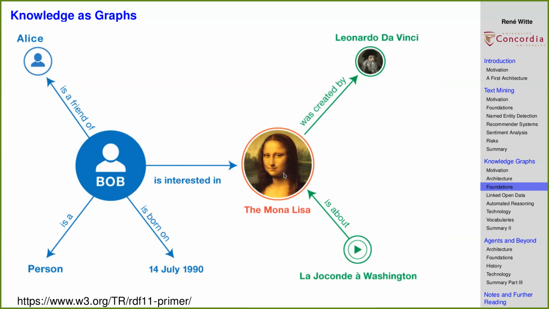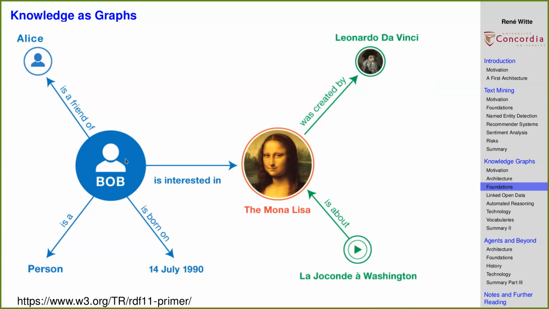So you can see where this is going. Now we have a graph with lots of information about people, paintings, and something like the creator, the painter. Leonardo da Vinci is another node in the graph. So we can model that the Mona Lisa was created by Leonardo da Vinci. We can have a movie about this painting. So again, we can have a movie node. Here, this represents a movie, and this is about the Mona Lisa.